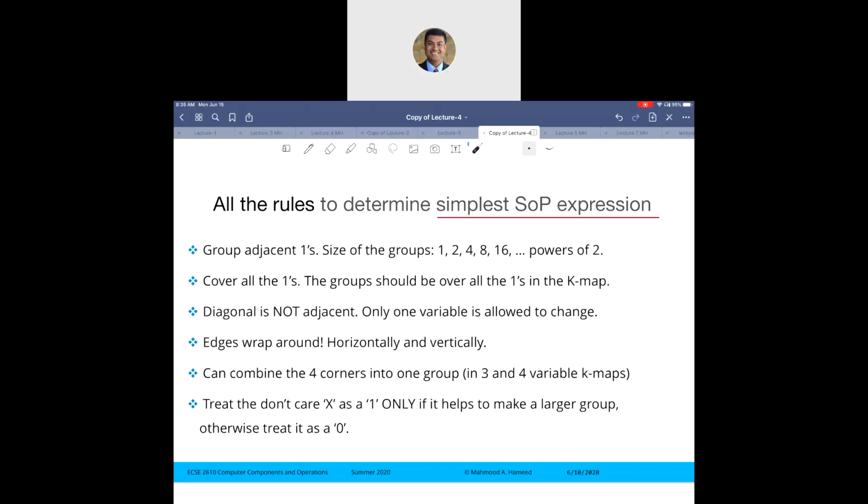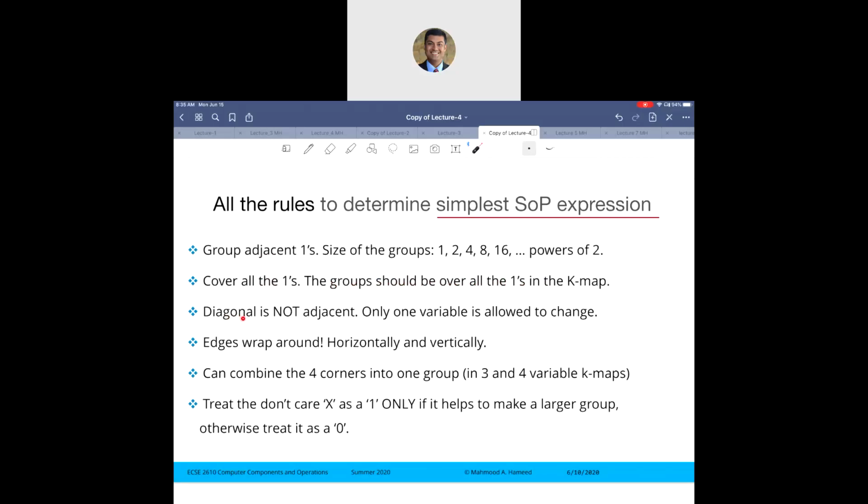So rule number 1, group adjacent ones. And that ones is because we are focusing on the SOP expression. The size of each group can be 1, 2, 4, 8, or in general powers of 2. Next rule is you have to cover all the ones, meaning when you group the adjacent ones, you have to group all the ones. You cannot leave any one. The group should be over all the ones in the K-map.